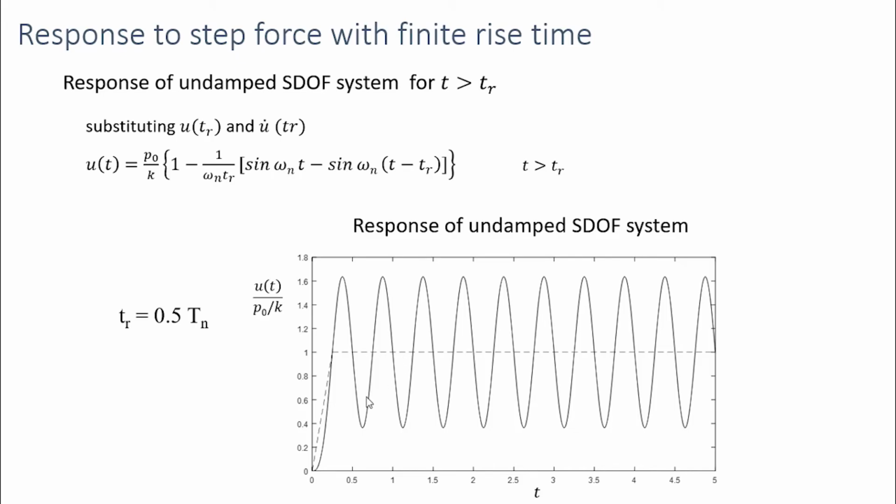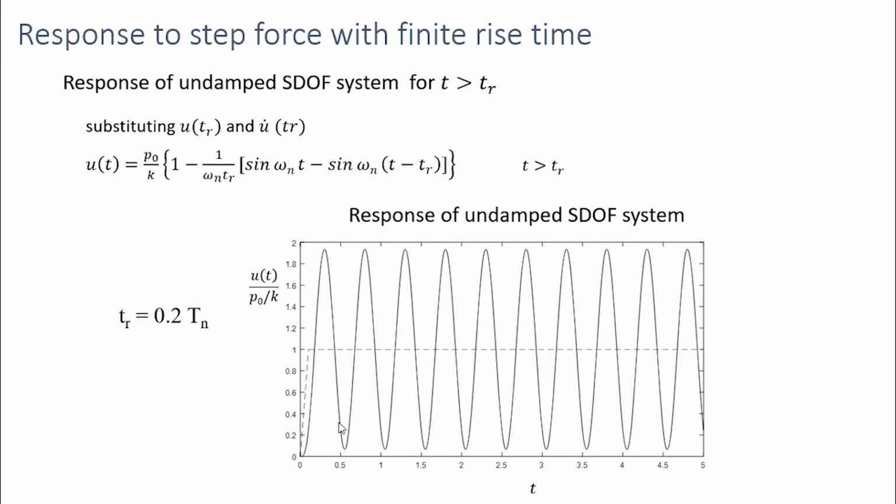If we further reduce it, there will be oscillation, but the amplitude is increased considerably now. So the amplitude is 1.6 times the static response, that is P0 by K. So when the rise time reduces, the amplitude of the vibration increases.